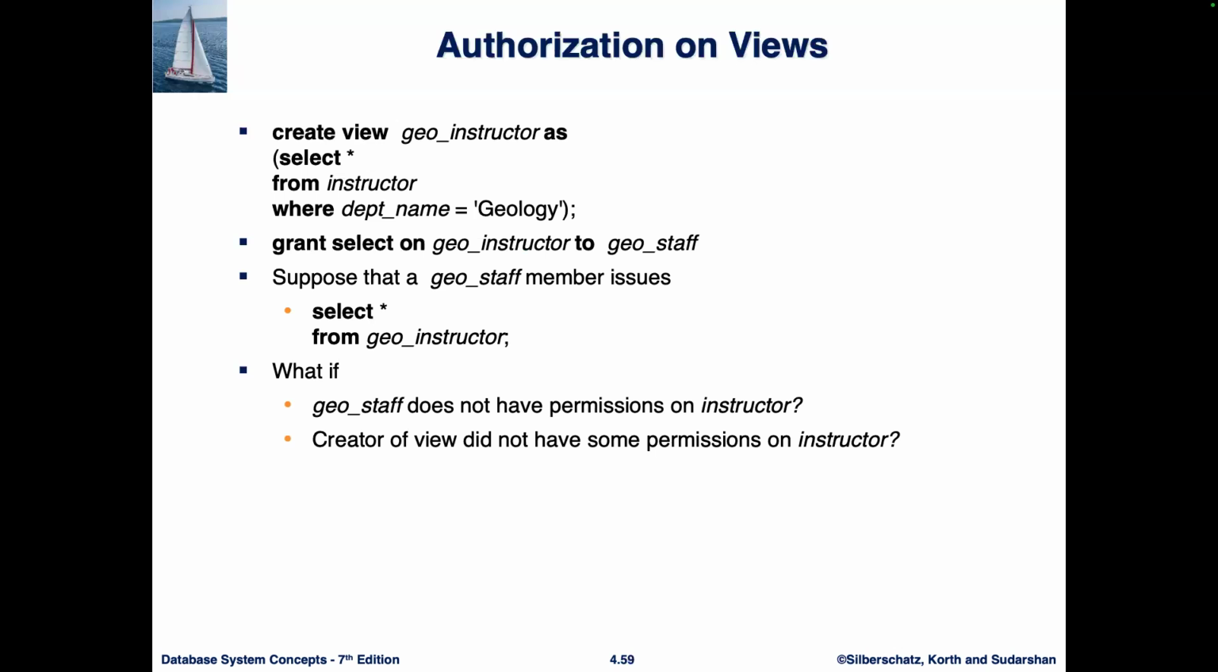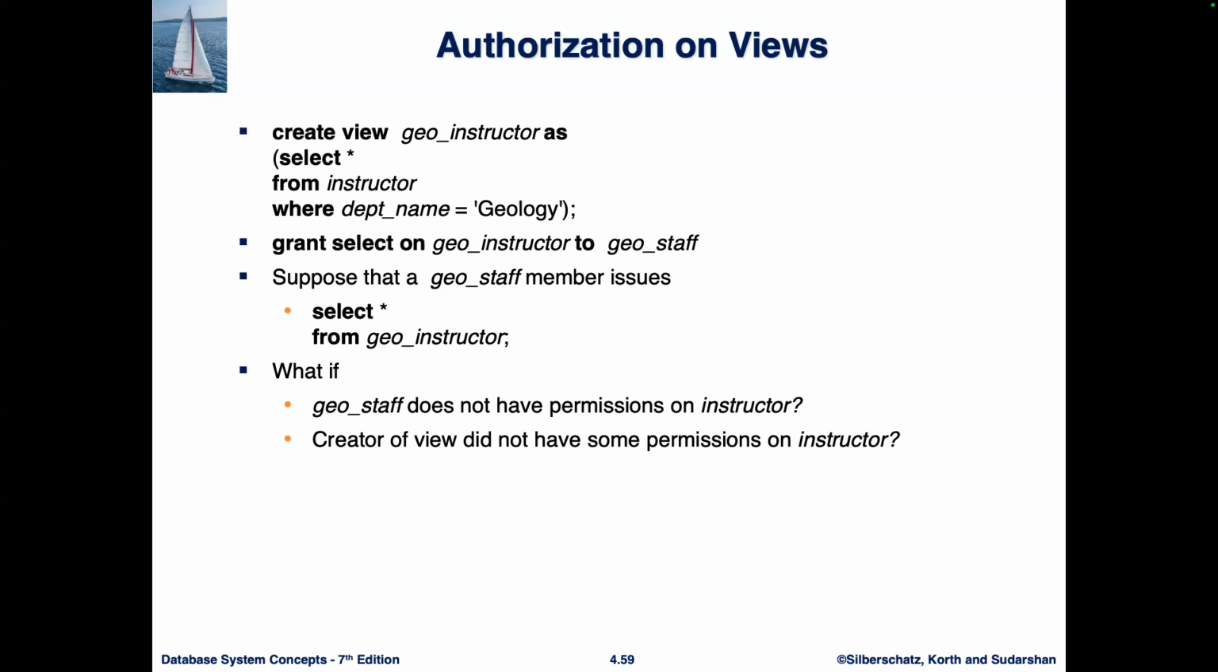Let's explore what happens when users query a view and don't have permissions on the underlying table. We have created a view geo instructor that selects the data from the instructor table where department name is geology. We then granted select privileges on the view to the geo staff role. What happens when the geo staff member queries the view? If a geo staff member issues the following query, select all from geo instructor, the following scenarios can occur.